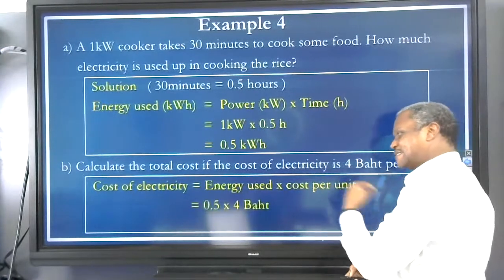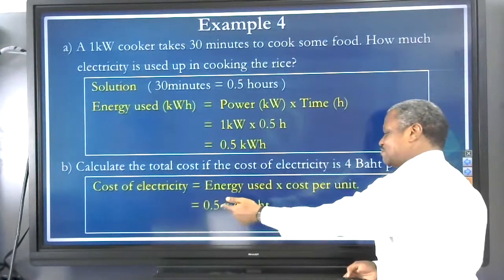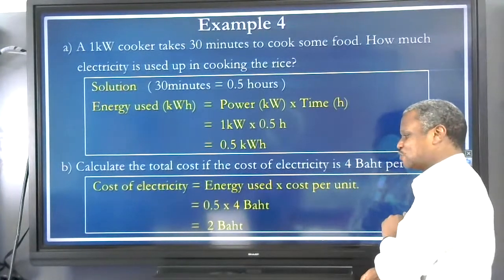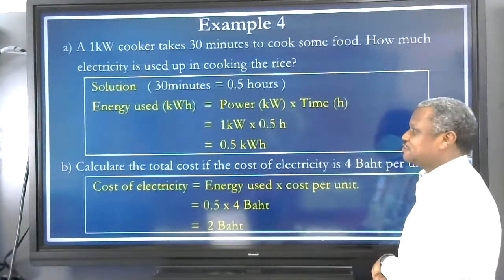So the total cost of electricity is the energy used multiplied by the cost per unit. The energy used in kilowatt hours is what? 0.5 multiplied by 4 baht. When you get that, the total is equal to 2 baht.